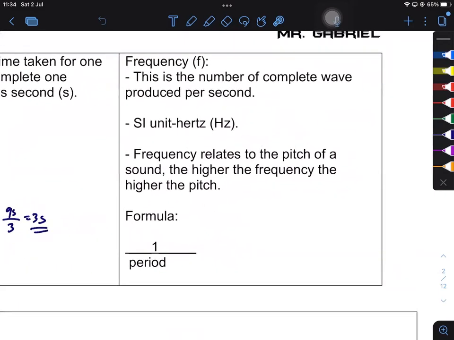But anyways, this is how you remember, guys. Frequency, pitch, amplitude, loudness. Say that in your head a few times. Eventually you'll remember it. Amplitude, loudness, frequency, pitch.